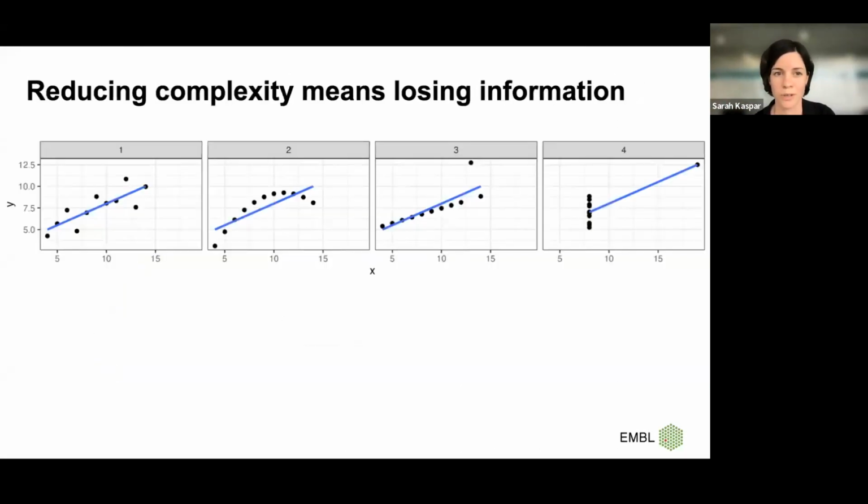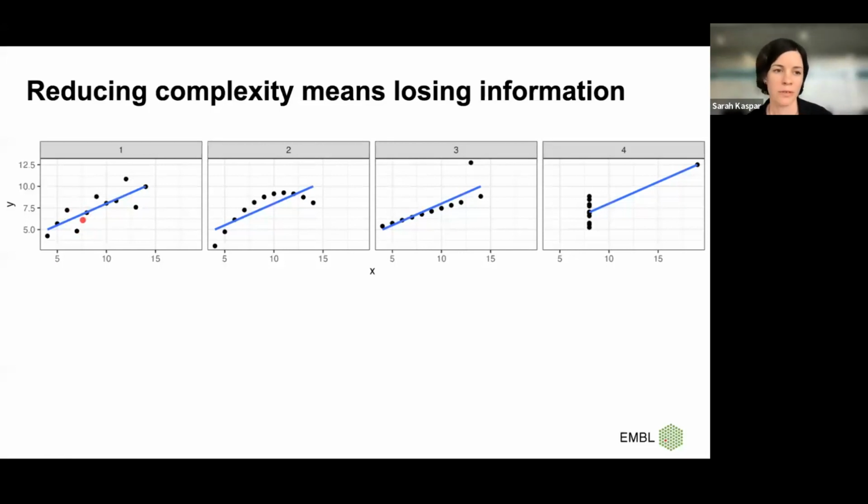So while reducing complexity is great for our brains and helps us understanding the data, it also means that we're losing information. And what I'm showing here is the Anscombe quartet. So that's a data set that consists of 4 smaller data sets. Each has X and Y. And I think what you can see quite clearly is that they show qualitatively different scenarios.